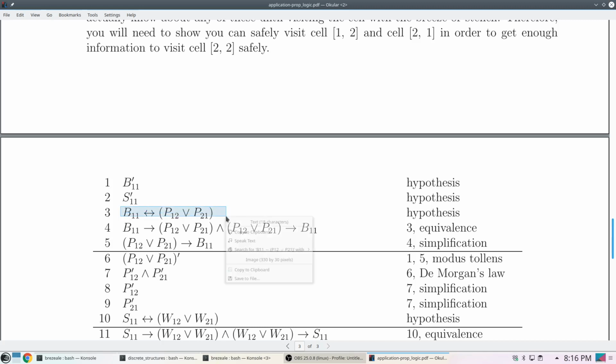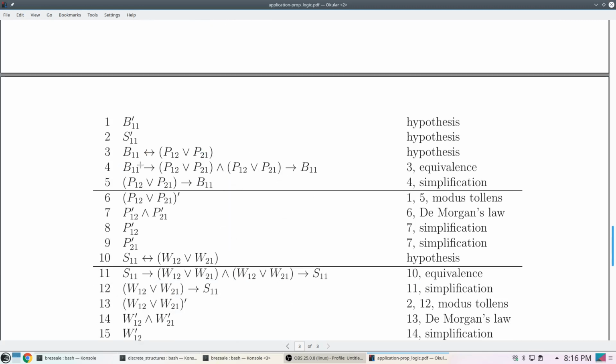I can take this and replace it with the equivalent statement, which is the 2 implications, and then I can pull one of these out using simplification. Given that I know that if there was a pit in 1-2 or 2-1, there would be a breeze in 1-1, and I know there's not a breeze in 1-1, then I can use modus tollens to conclude that there's not a pit in 1-2 or 2-1. I then use De Morgan's to show that there's not a pit in 1-2 and there's not a pit in 2-1. Then I can extract those 2 additional facts using simplification. All right?